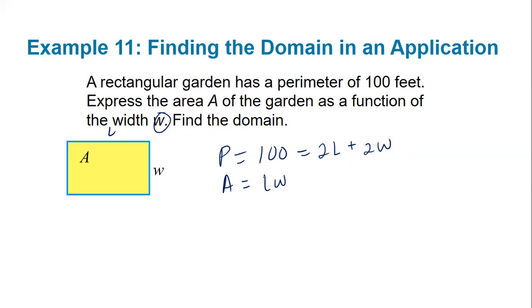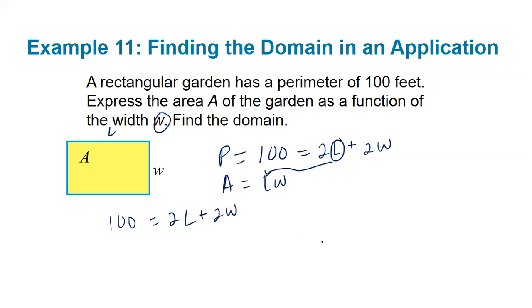That means I need to get rid of the L. I can use perimeter and solve for L and substitute, right? So our job is to get L by itself so that I can replace it in my area formula. So I have 100 equals 2L plus 2W.